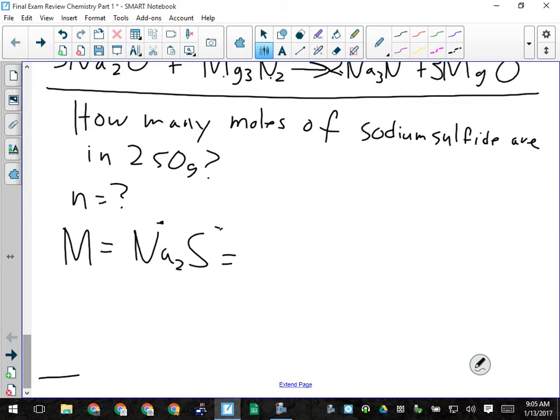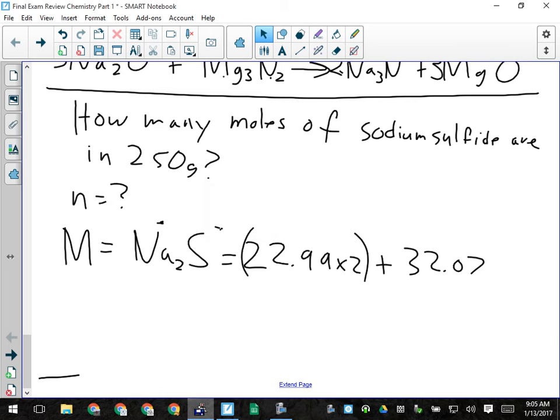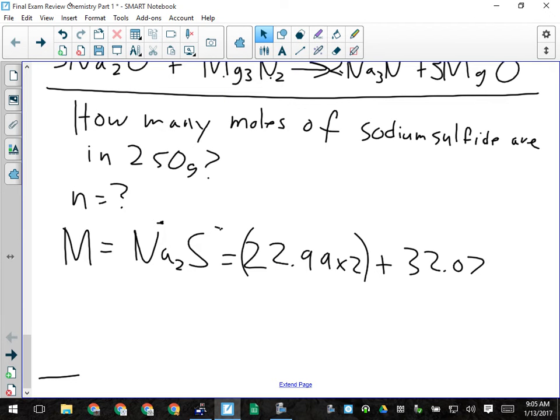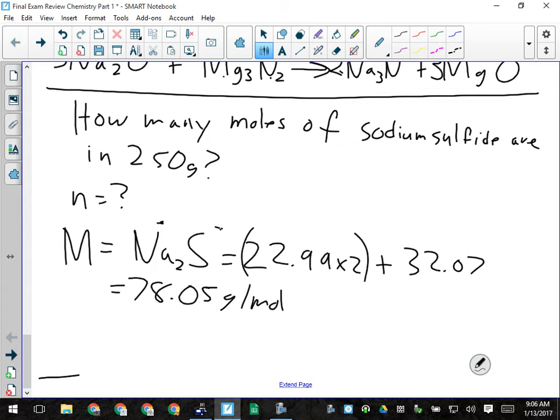To calculate molar mass, I find the atomic mass of sodium, which is 22.99, and multiply it by 2 because there are 2 of them. Then I add the atomic mass of sulfur, which is 32.07. That gives me 78.05 grams per mole. The other thing they told me was the mass is 250 grams, so they told me little m.